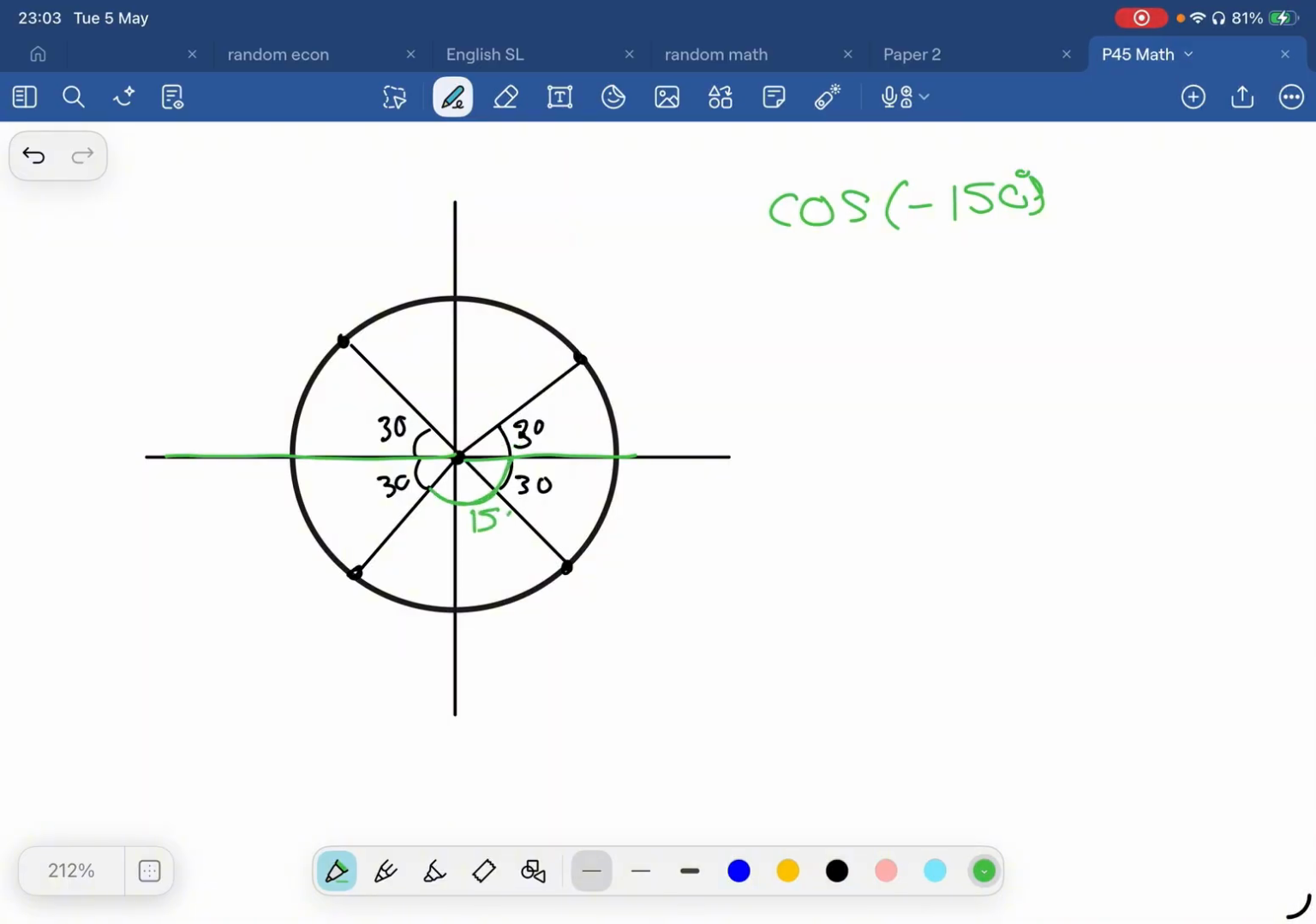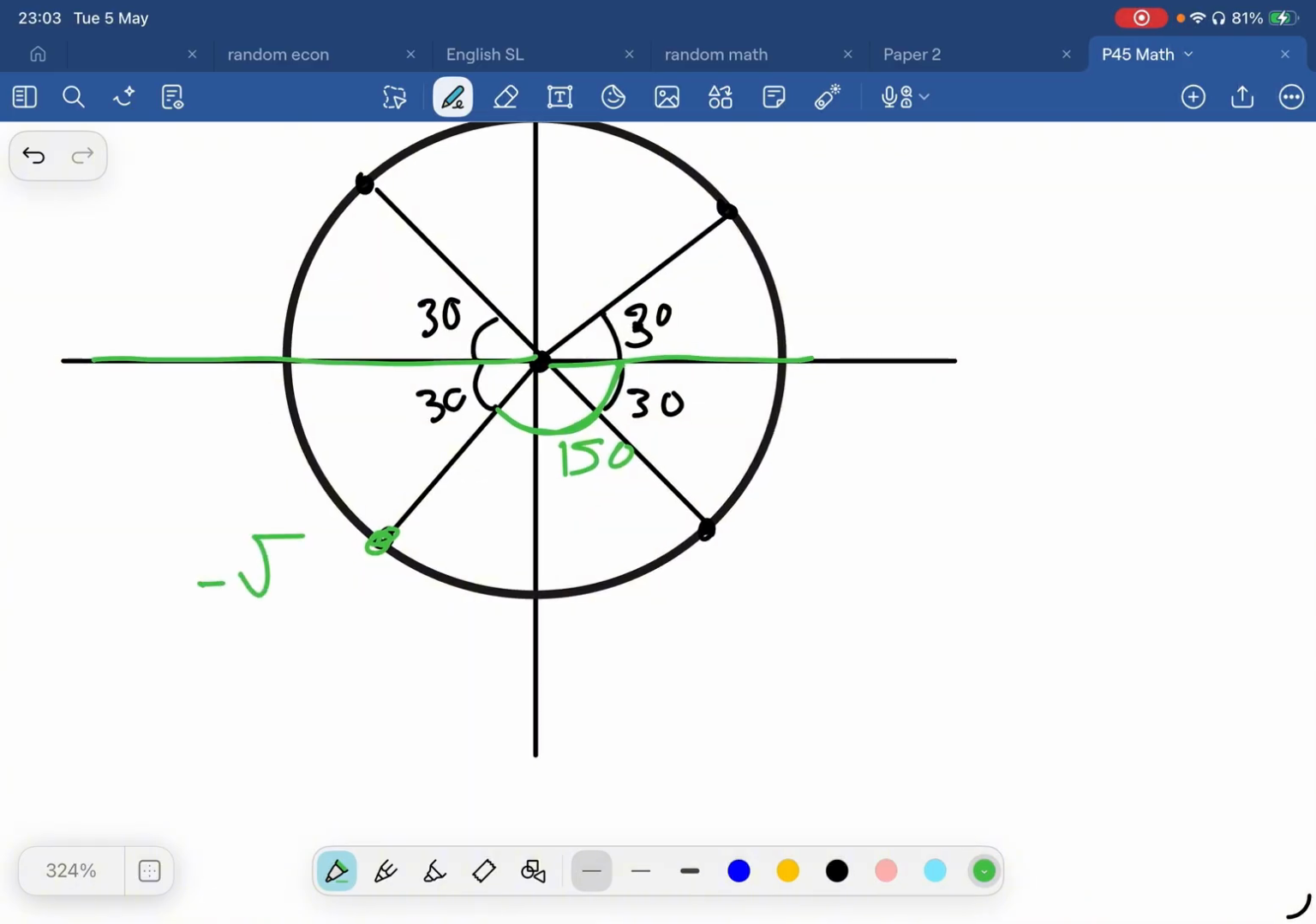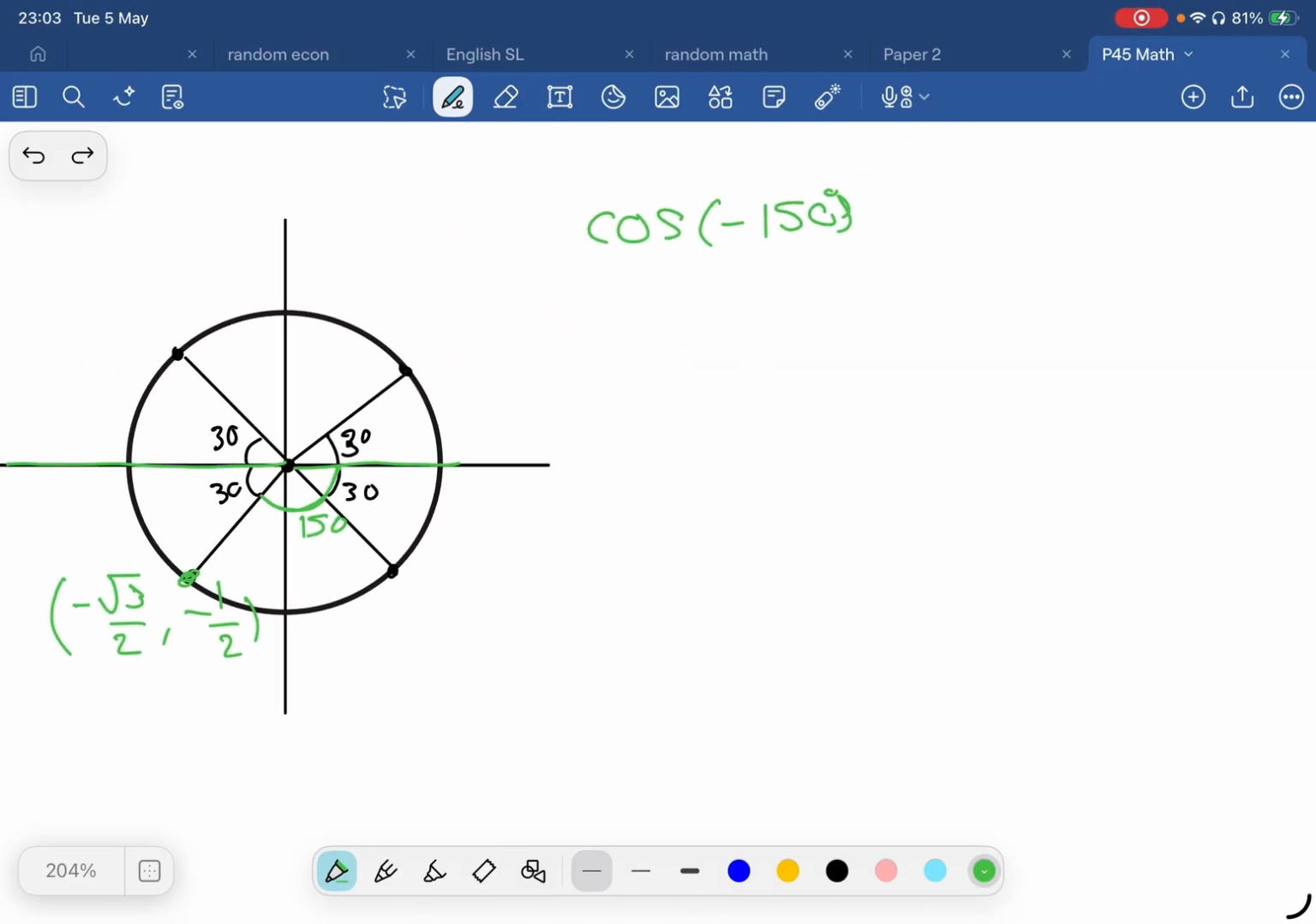Okay, so that's negative 150, and the value of cos of negative 150 would be the x value here, which would be negative root 3 over 2. Well, the coordinate would be negative root 3 over 2 and negative a half, because remember, this is cos of 30. So cos of negative 150 equals negative root 3 over 2. Sine of negative 150 would equal negative a half. Okay, that's not too hard.